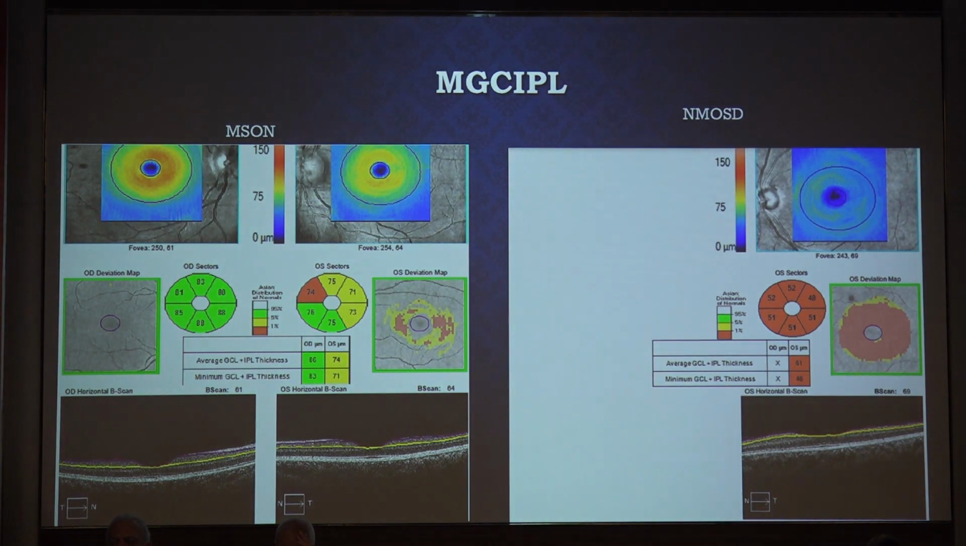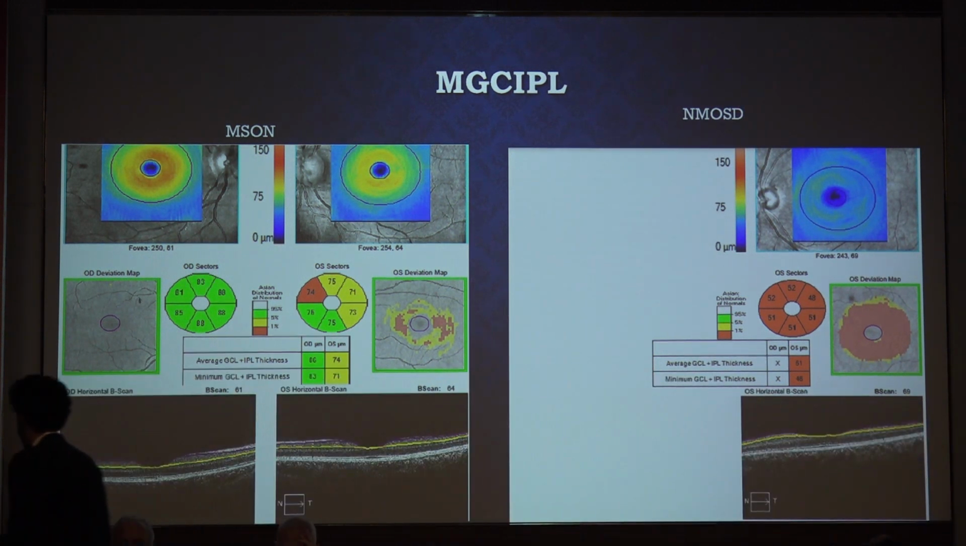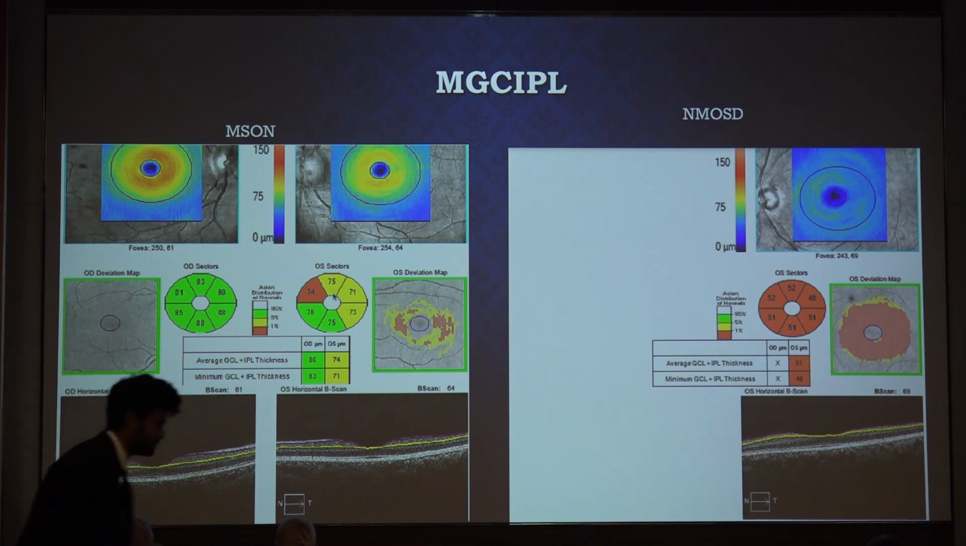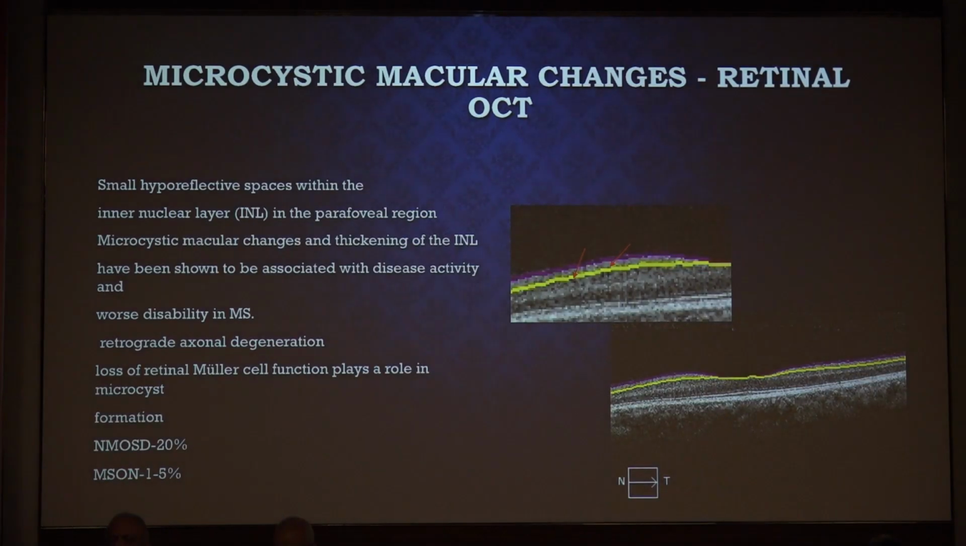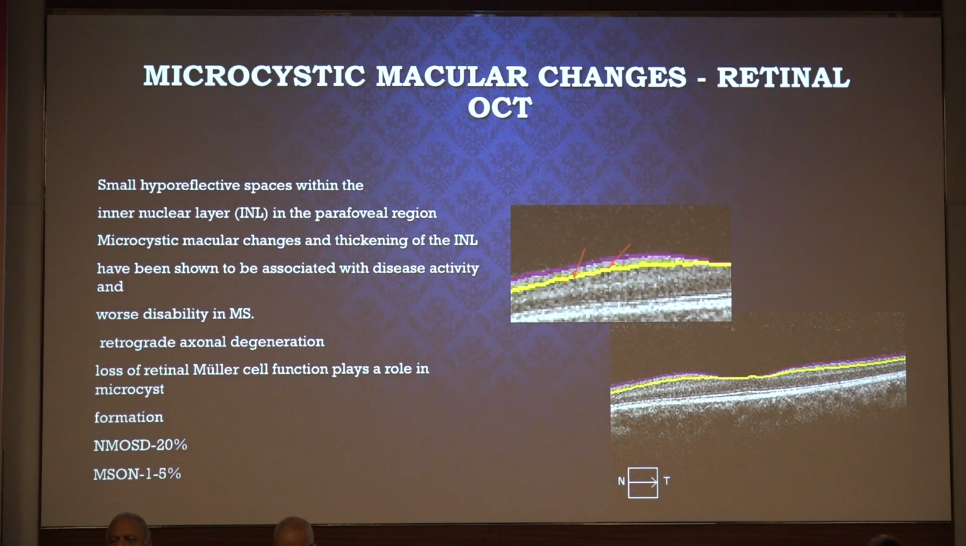Now, what do we glean from the GCC layer? The same two patients, multiple sclerosis, right eye. I said nothing will happen within 2 weeks, so there is nothing happening in the GCC averages in the right eye. But in the left eye, where there was only one quadrant involved in the RNFL, here you can see a lot of thinning occurring in the GCC. And in NMO spectrum, it's all around red. Severe thinning is seen. Another feature is microcystic macular changes. When the optic neuritis is very severe, that is 20% of cases with NMO spectrum disorder and 1 to 5% cases of MS optic neuritis, you see small hyporeflective spaces in the inner nuclear layer, and it occurs because of the loss of the retinal Muller cell function.